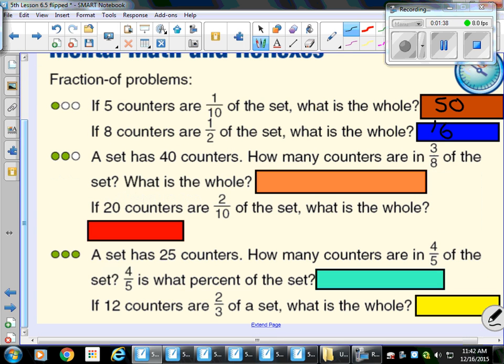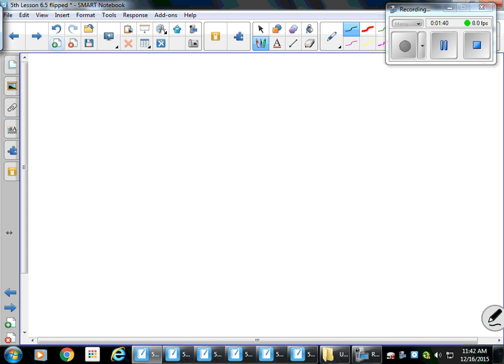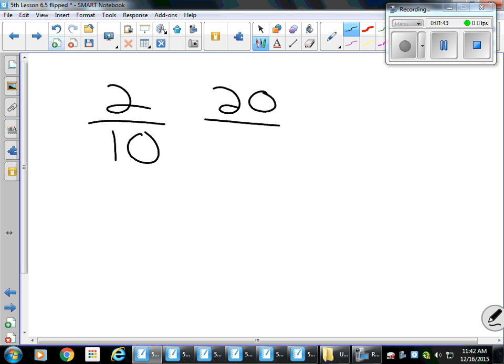If 20 counters are 2/10 of the set, what is the whole? So I have 2/10. 20 counters is 2/10. I want to know what the whole set is. That means my 20 is my numerator, right, kids? I'm trying to find out what the whole set is. 2 times 10, that means 10 times 10, which equals 100.